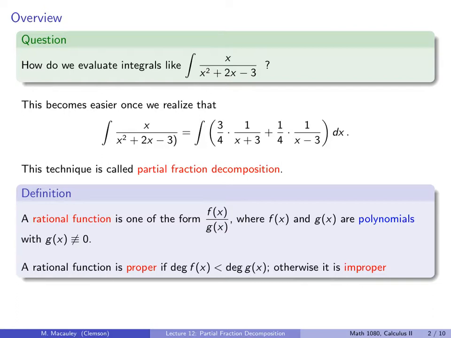So a rational function is proper if the degree of the top is less than the degree of the bottom. Otherwise it is improper. So if it's improper, we could continue like long division and factor it more. So this function right here is proper, and this one here is improper.